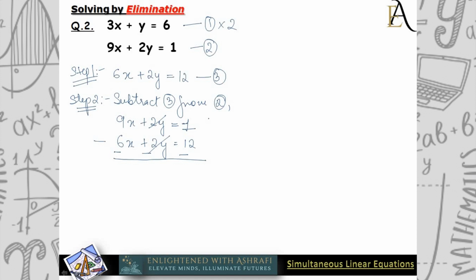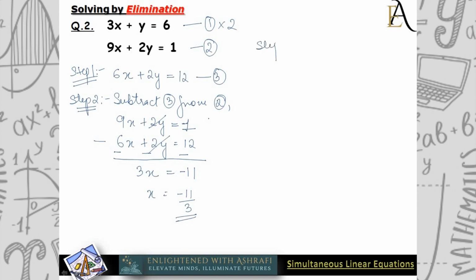9x minus 6x will give me 3x. 1 minus 12 is minus 11. So x is equals to minus 11 upon 3.